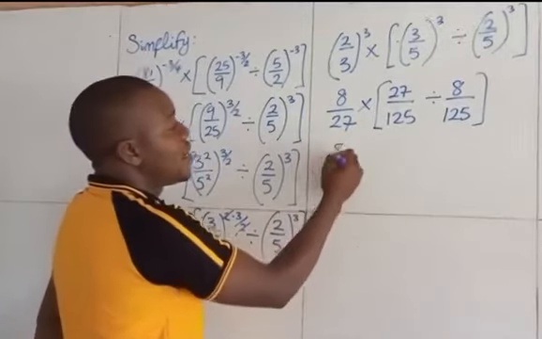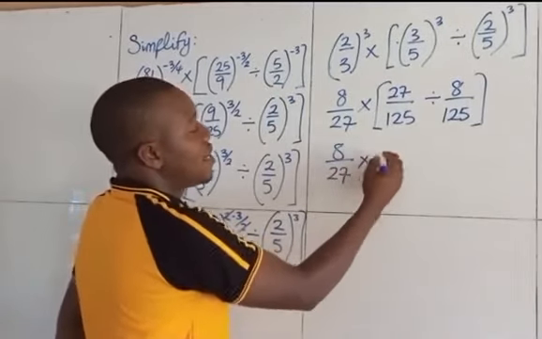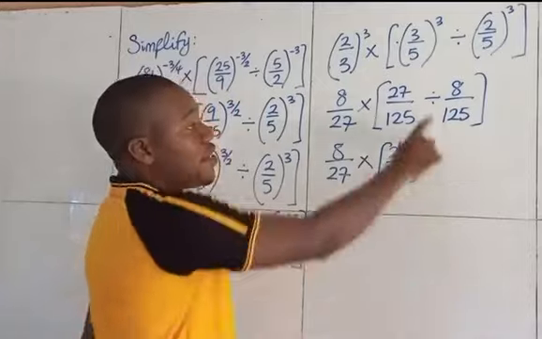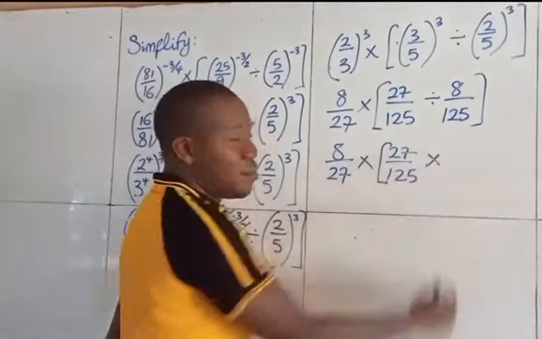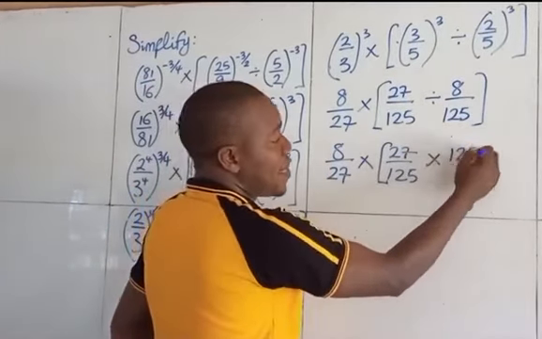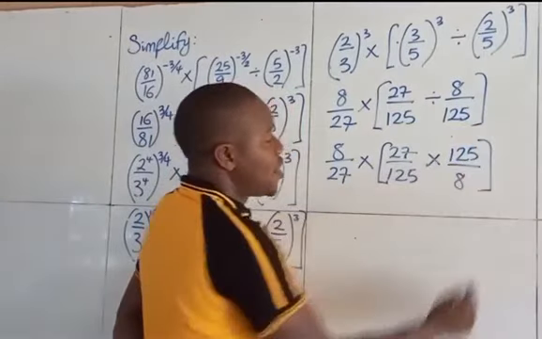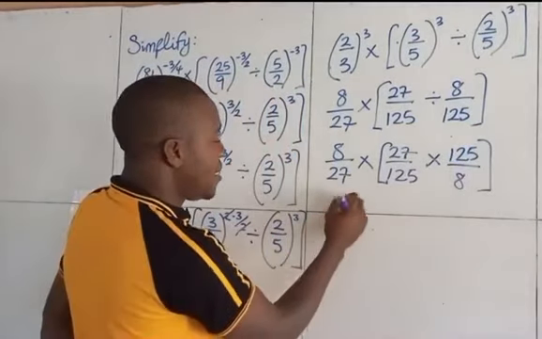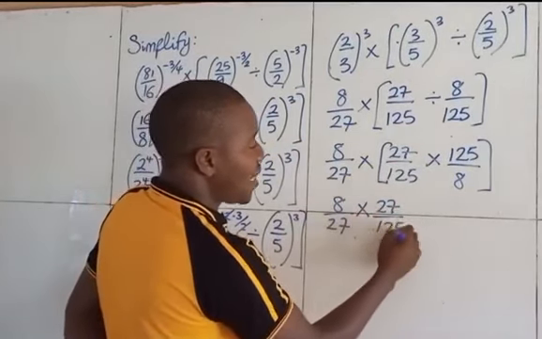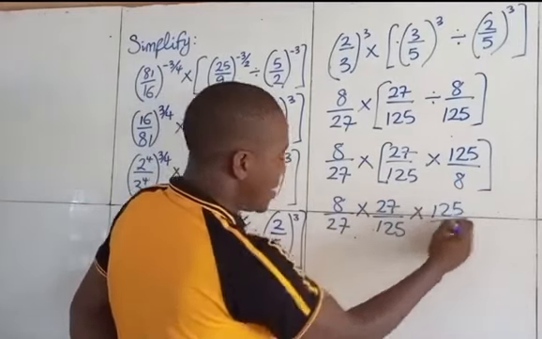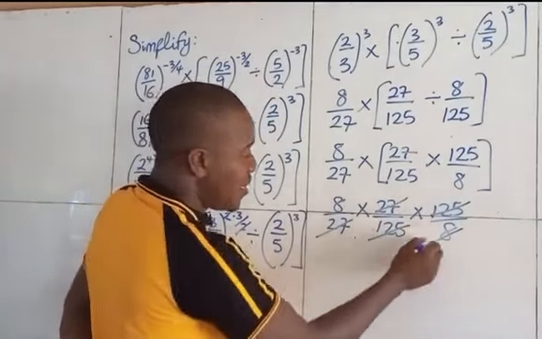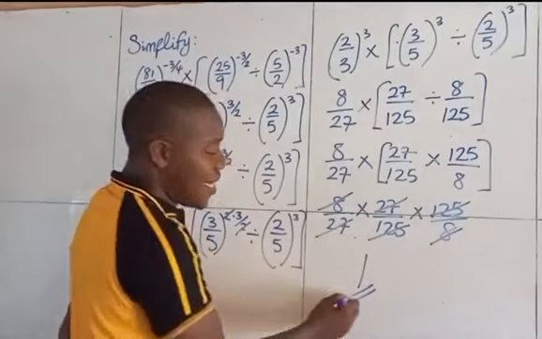So we have 8 over 27 times, open a bracket, 27 over 125. In fractions, when we have division of fractions, we can change the division sign to multiplication, and then we reciprocate. We turn this upside down. So 125 comes up and 8 comes down. So we have this. So what do we do next? This is 8 over 27 times 27 over 125 times 125 over 8. So 27 divide 27, 125 divide 125, 8 divide 8, and we're left with 1 as the final answer.